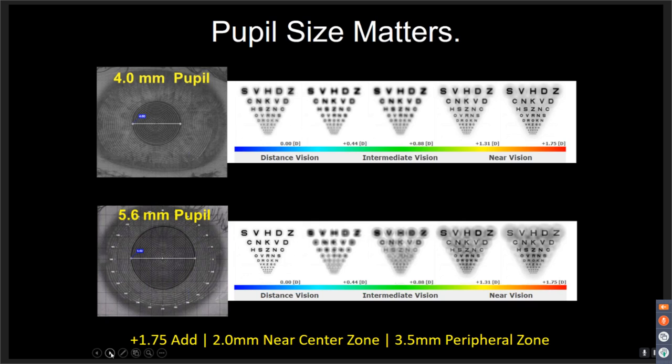Now, keep in mind, too, that this is going to occur to a degree all day long as the patient goes from a bright room to a dark room, goes inside, goes outside, all of that. You're going to have pupil size changes. And so you have to think that through with each patient. You have to understand how big their pupil is or measure it, and how small it's going to get, and then what it is through most of the day.